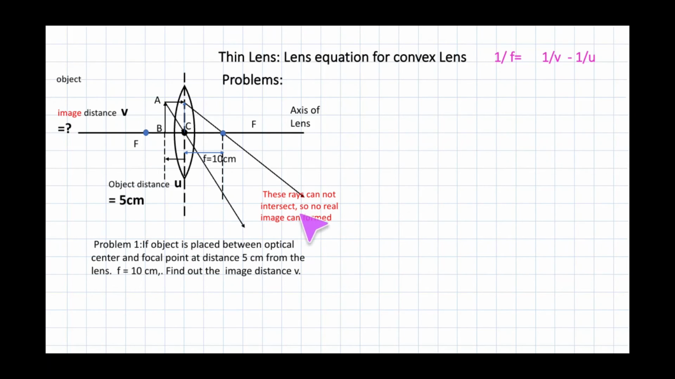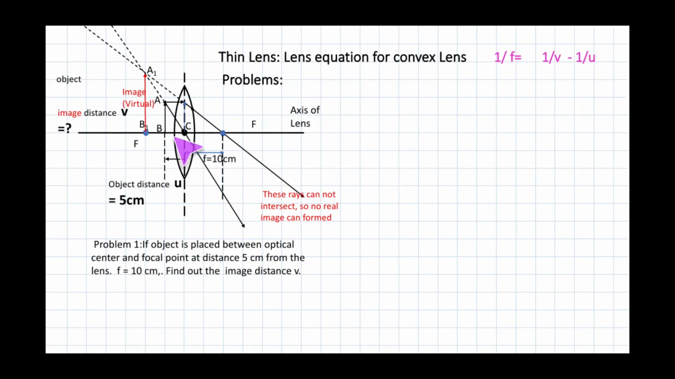So these rays cannot intersect, so no real image can be formed. So now it is traced back in this direction, and this ray is also traced back. This is the point where they intersect each other. In case of a convex lens, if the object is between the focal point and optical center, then the image is formed on the left hand side, and the image is virtual and erect. This is the virtual image A1 B1. So you should remember that.